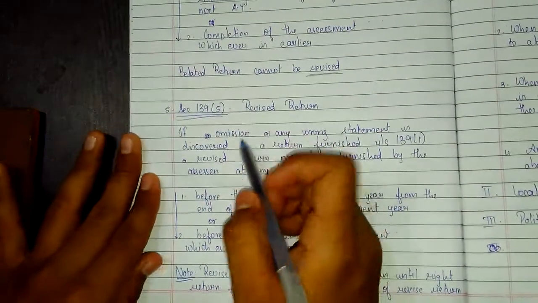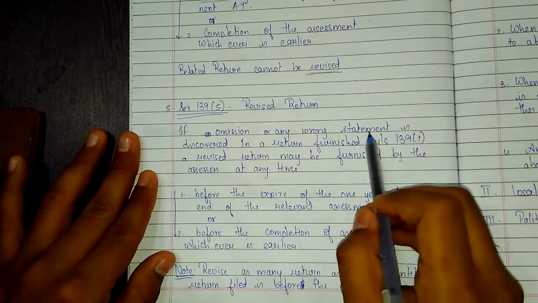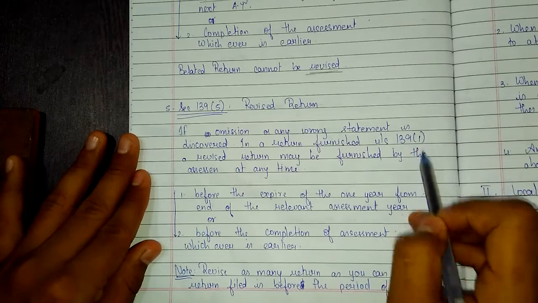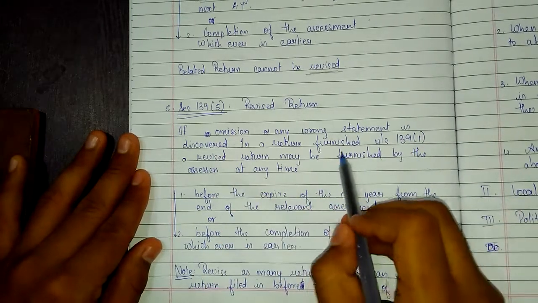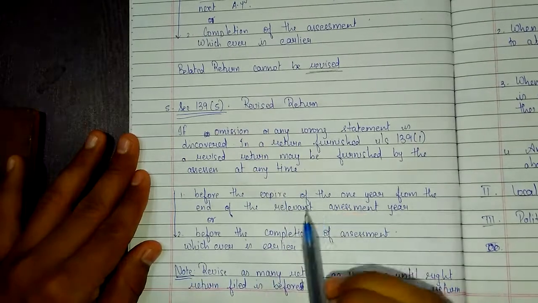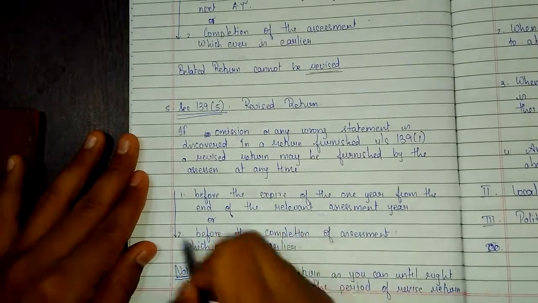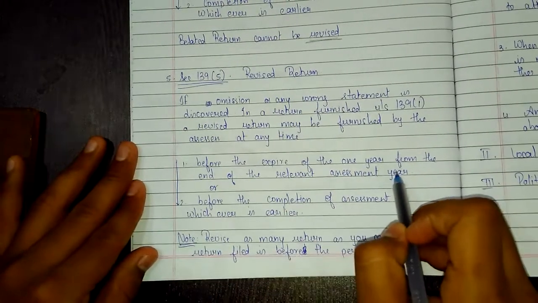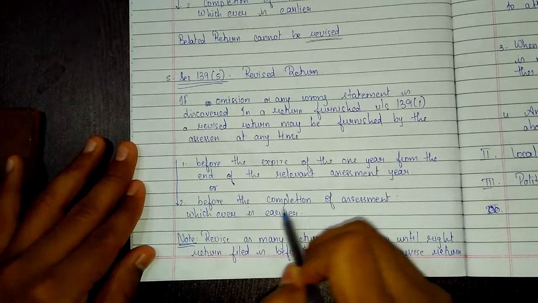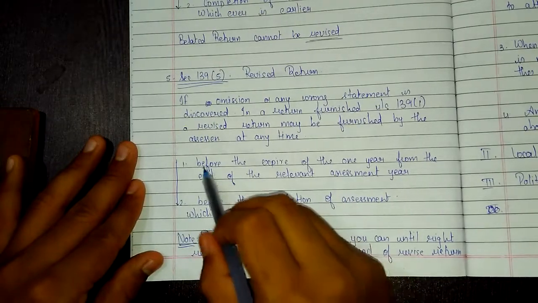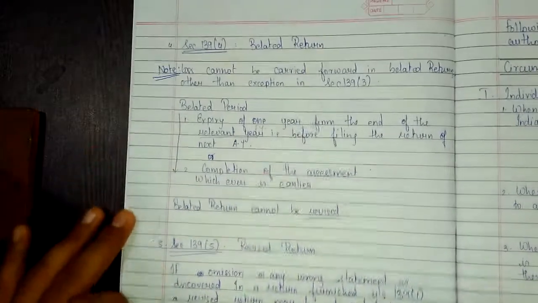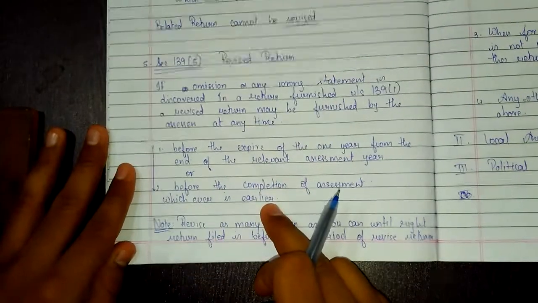Let's see revised return. If omission or any wrong statement is discovered in a return furnished under section 139 subsection 1, a revised return may be furnished by the assessee at any time, but there is a time limit given over here: before the expiry of the 1 year from the end of the relevant assessment year, or before the completion of the assessment, whichever is earlier.